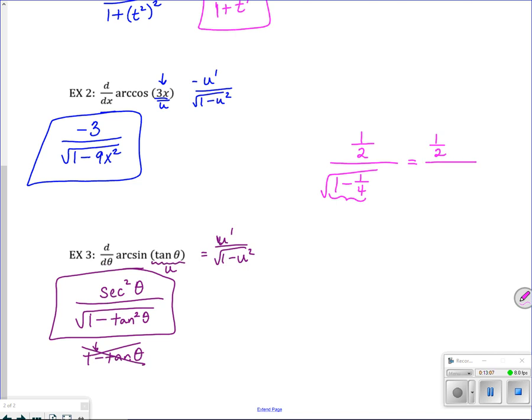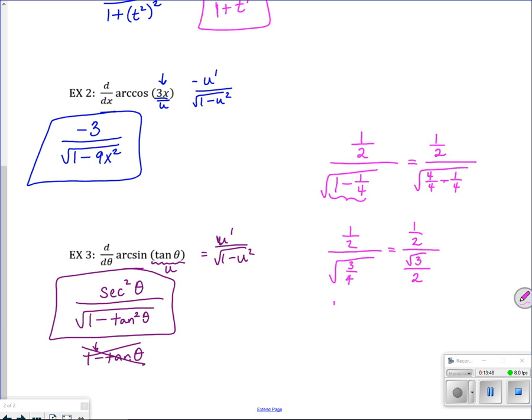I know you can do that in your head, but I'm going to pretend, because I think on your homework it's like an x. So think about what you would do. You would change that to 4 over 4, minus 1/4. So then that would be 1/2 over the square root of 4 minus 1, which is 3/4. But remember, when you have a square root of a fraction, you can take the square root of the numerator and the square root of the denominator. So I could write that denominator that way, square root of 3 over 2.